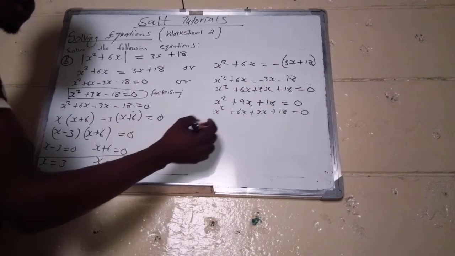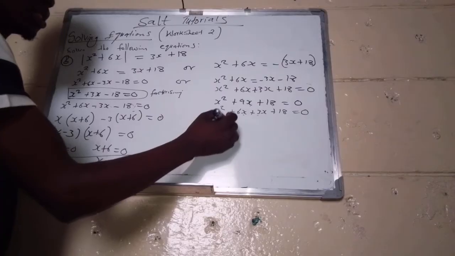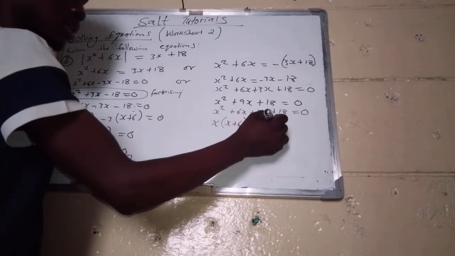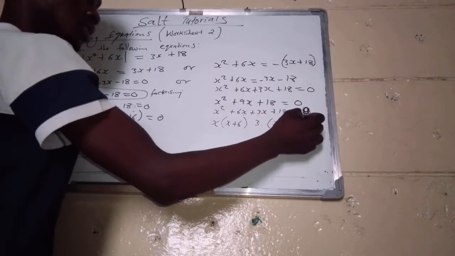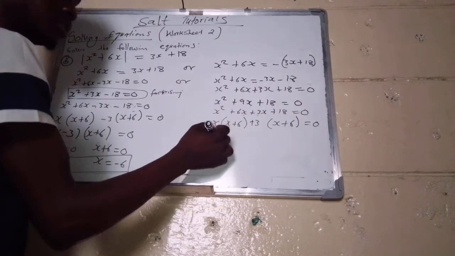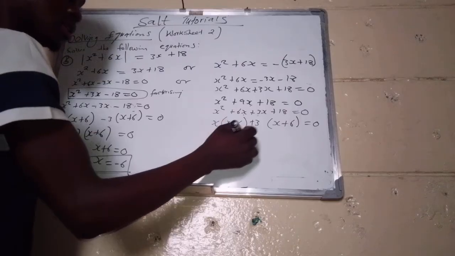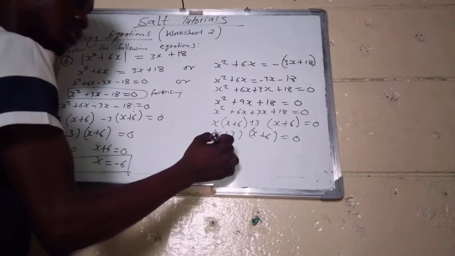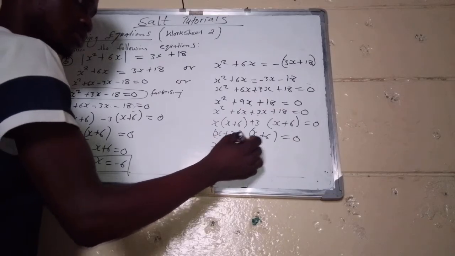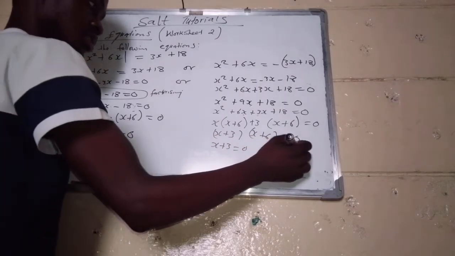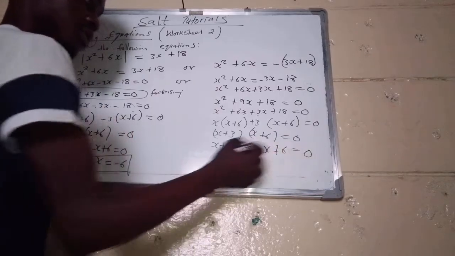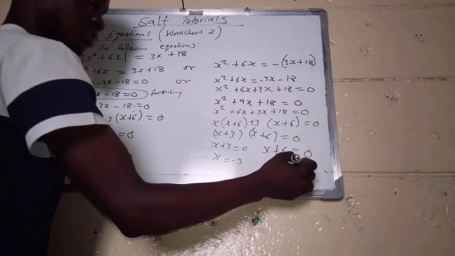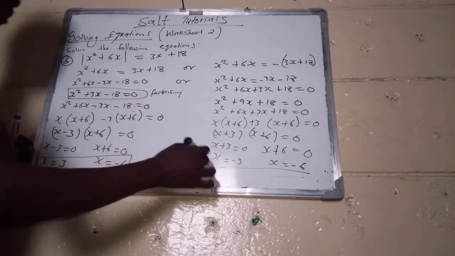So that we can have x, open bracket, x plus 6, plus 3, x plus 6, equal to 0. This is positive. So we can have x plus 3 and x plus 6 to be equal to 0. So we can have x plus 3 equal to 0 and x plus 6 equal to 0, so we can have x is equal to negative 3 and x is equal to negative 6. These are the values of x in this case.